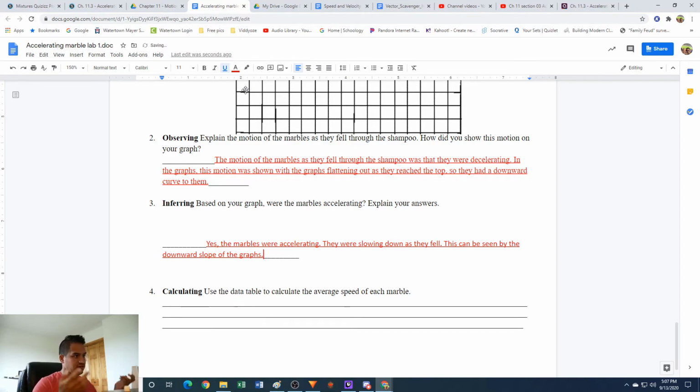Just leave it like that, I guess. So there you go. Yeah, the marbles were accelerating. They were just decelerating, I guess. Instead of positive acceleration, we had negative acceleration.